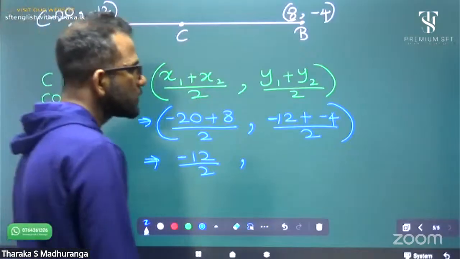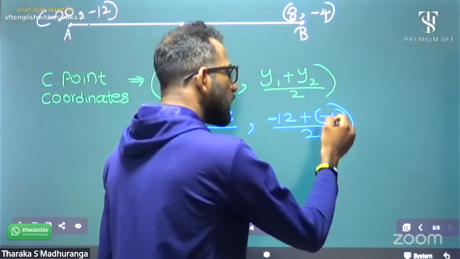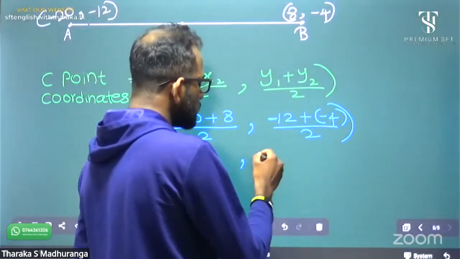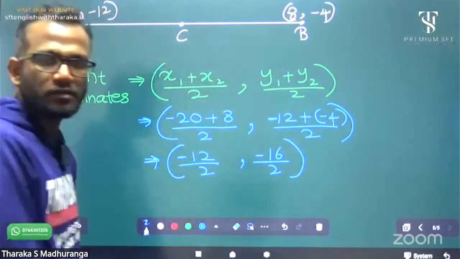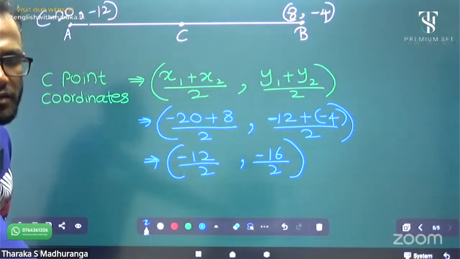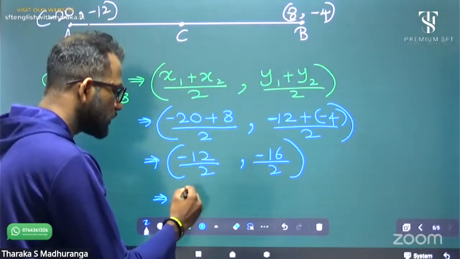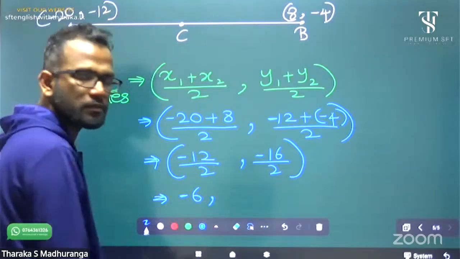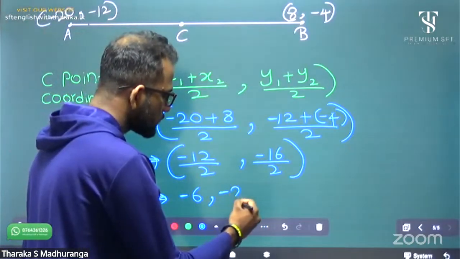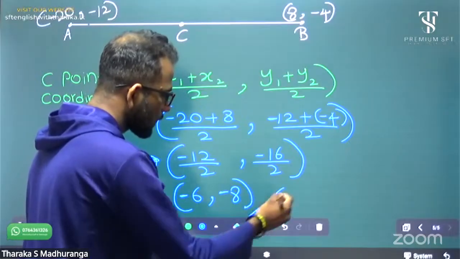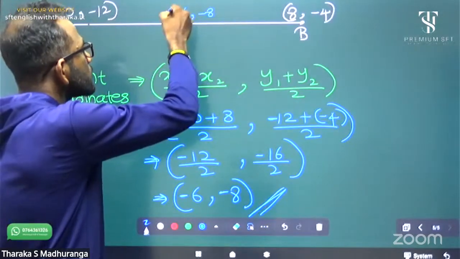What's the answer? Minus 12 plus minus 4. Plus minus becomes minus. Then minus 12 minus 4 is minus 16. Minus 16 over 2. This is the answer. Very easy. Now minus 12 over 2 is minus 6. Minus 16 over 2 is minus 8. The C point coordinates are minus 6, comma, minus 8.